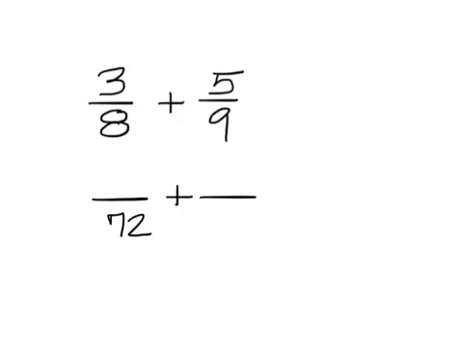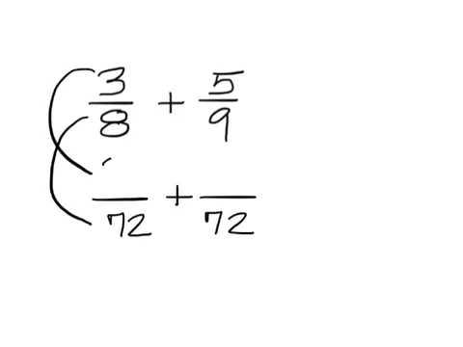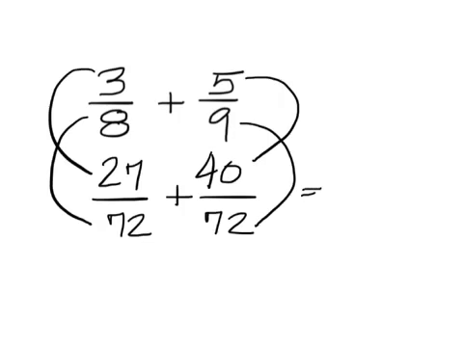Another bonus. 3 over 8 plus 5 over 9. The solution for the bonus is a common denominator of 72. 8 times 9 is 72, so 3 times 9 is 27. 9 times 8, 5 times 8 is 40. 67 over 72.